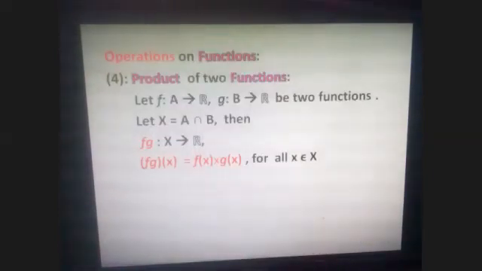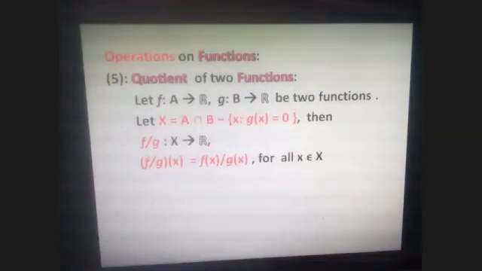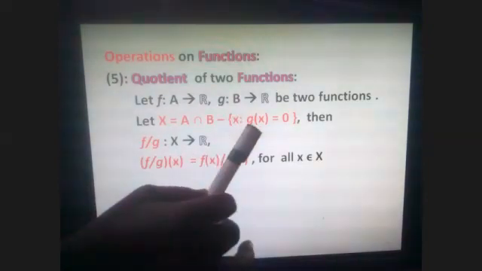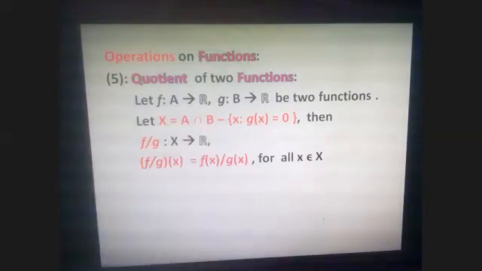Product of two functions, same thing. f and g are two functions. The domain of fg is also A intersection B. (fg)(x) is f(x) into g(x). This is a revisional point. But while we take the quotient, we only take care that g(x) cannot be 0, or those x where g(x) equal to 0 are removed from A intersection B.